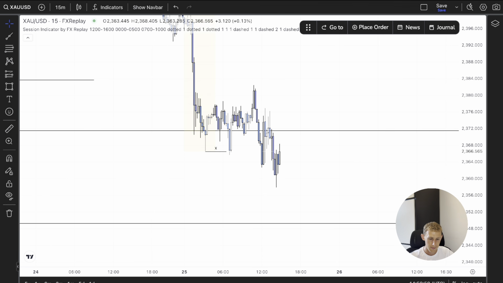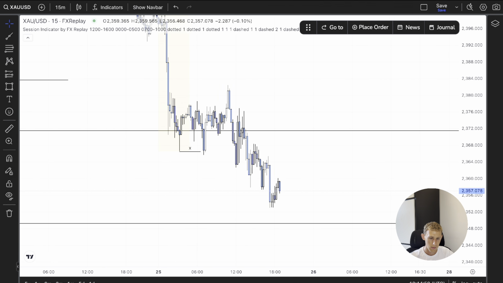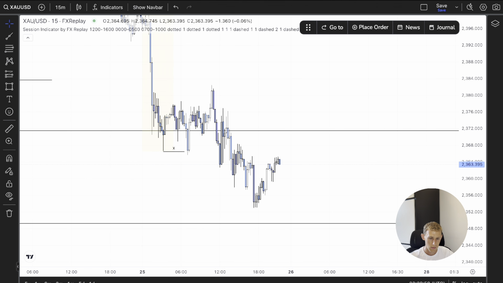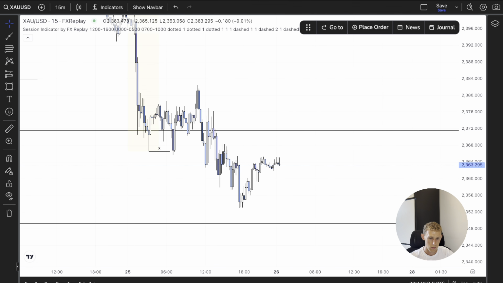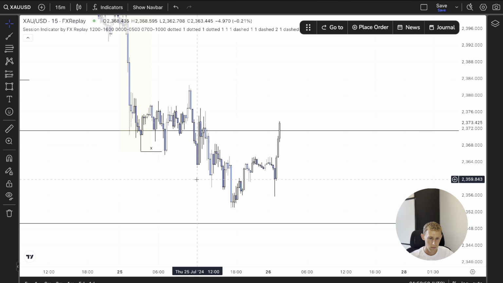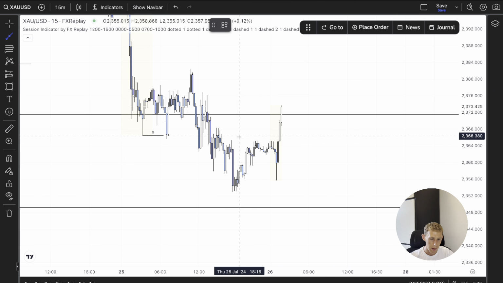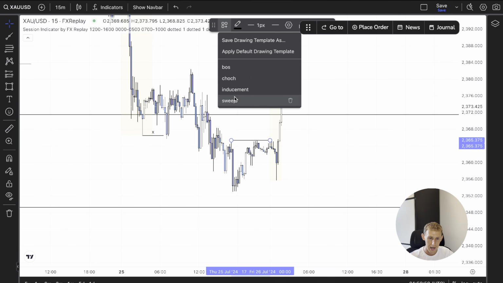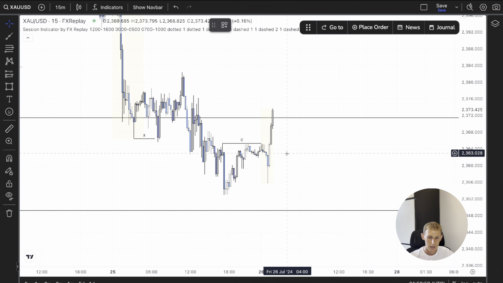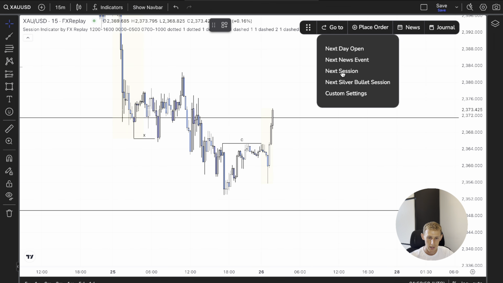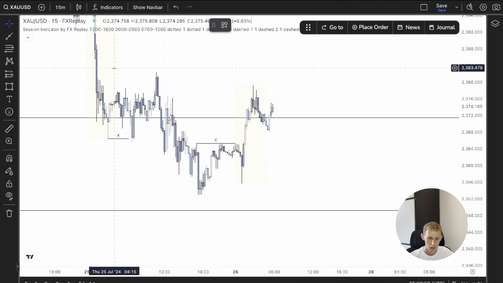Nothing just yet. Okay, there we go. That's exactly what I was waiting for. We can now see we've had that clear 15-minute change of character. This would be a valid entry, but this is the Asian session, so I'm just going to go to the next session. Okay, cool. So this is now still valid. We've had that change of character.